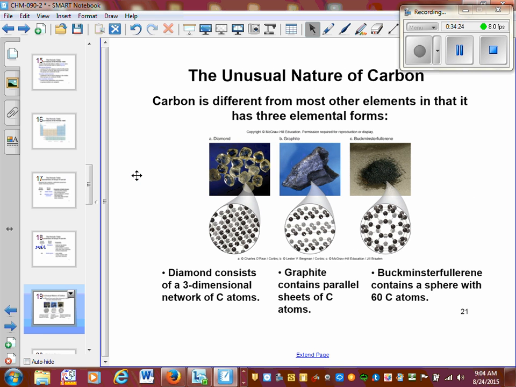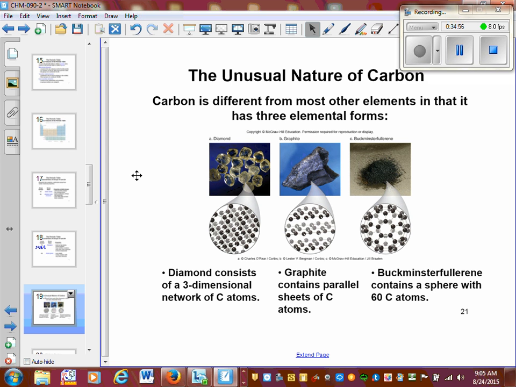Carbon has 3 elemental forms. It can go in a 3-dimensional network, bond to itself, and give us diamond. Or more of a 2-dimensional network, parallel sheets, which is graphite, which is in your pencil. And it can have this soccer ball configuration, which is called Buckminsterfullerene.